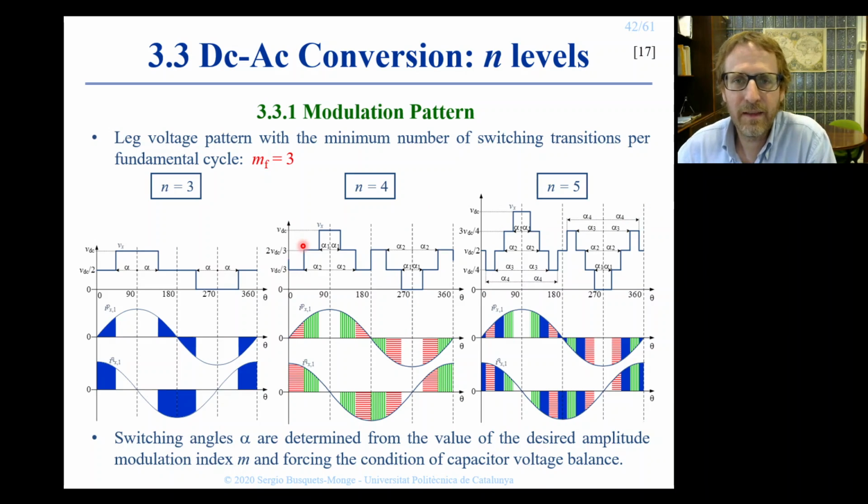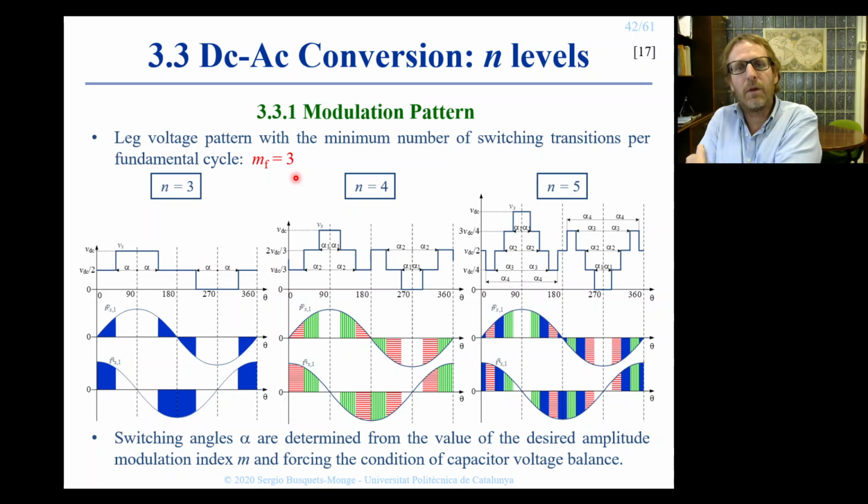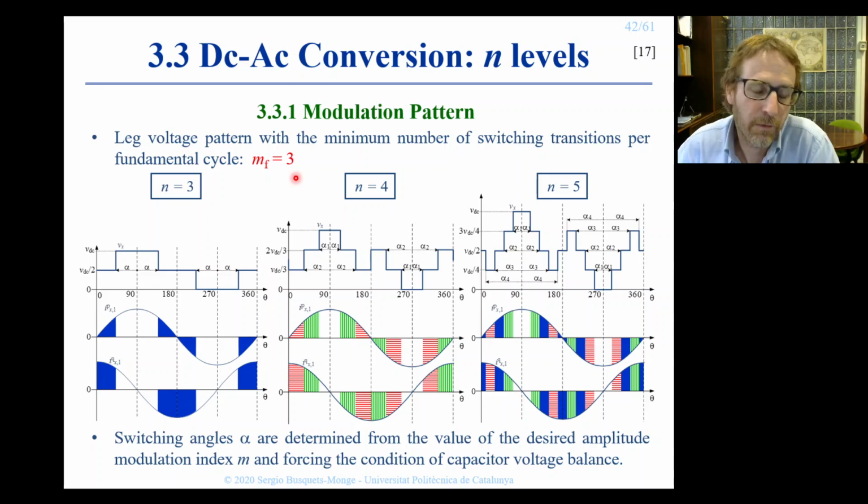We can also extend the pulse width modulation strategy to a low value of the frequency modulation index, that is, to carrier frequencies close to the line frequency. Here in the slide we can see the voltage patterns for the minimum number of switching transitions, which are obtained when we set MF to 3. These voltage patterns we get from the carrier-based implementation of the modulation strategy, as we did for the 3-level case.